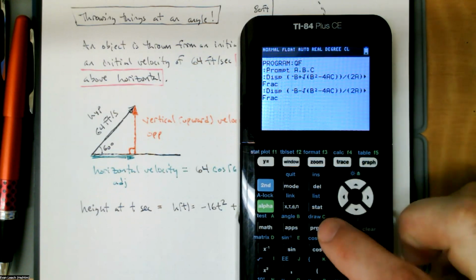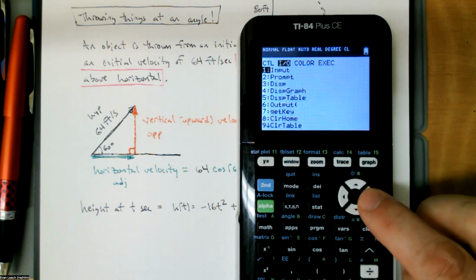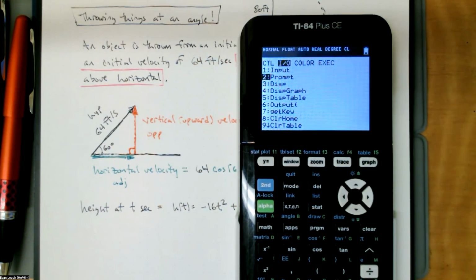Prompt is under the program button, go to input output, and the second one is prompt.